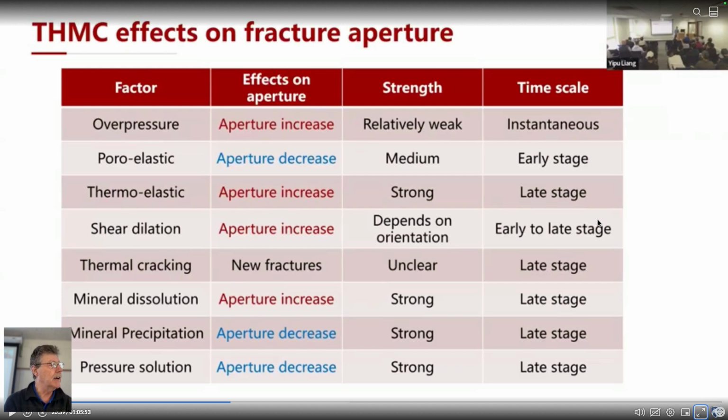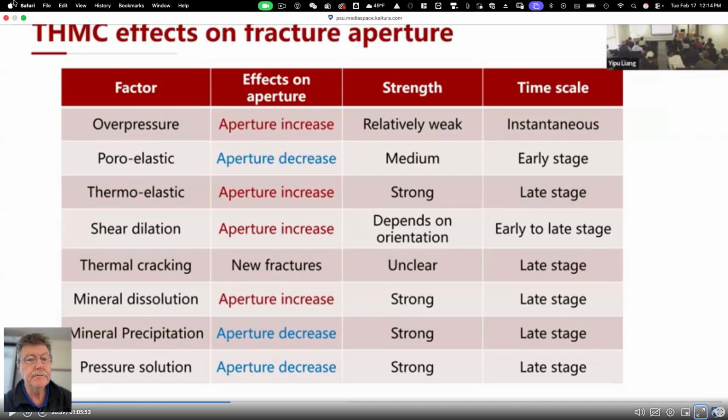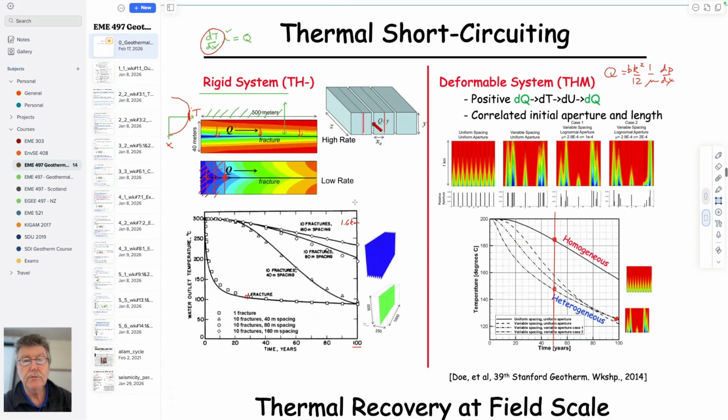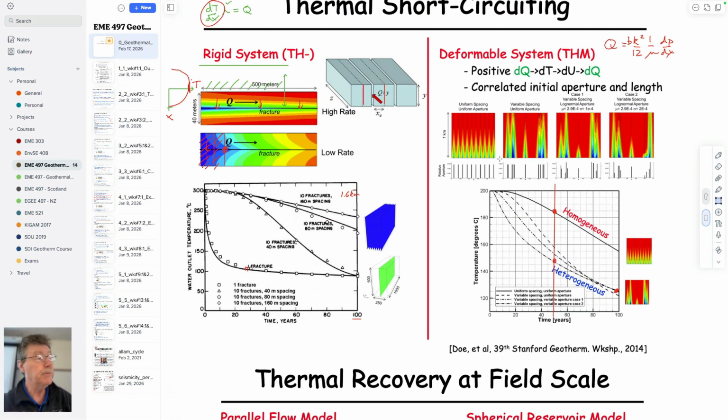As you chill it with cold water circulating through, you'll open up fractures. The ones, as we said last time, that take the most flow have this natural feedback. One is, if it's a rigid medium and nothing happens, then they'll continue to take more flow and continue to get cooler and cooler without any mechanical feedback, and so the temperatures in the reservoir will drop quite quickly as those cold channels grow through.